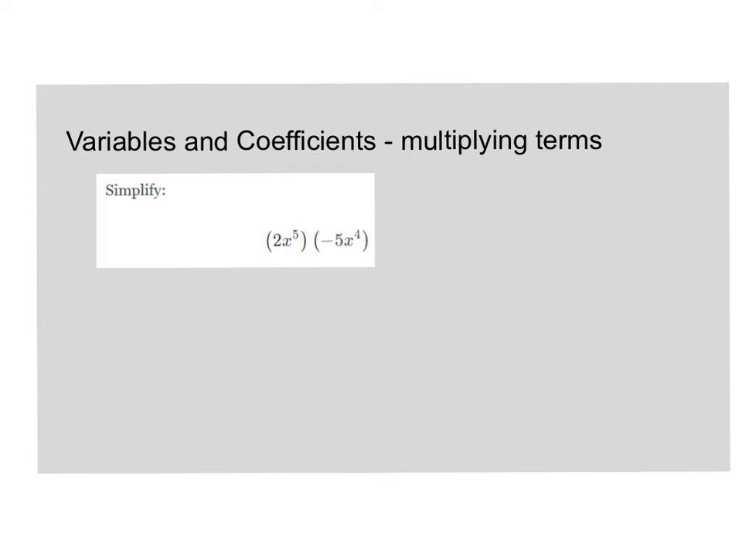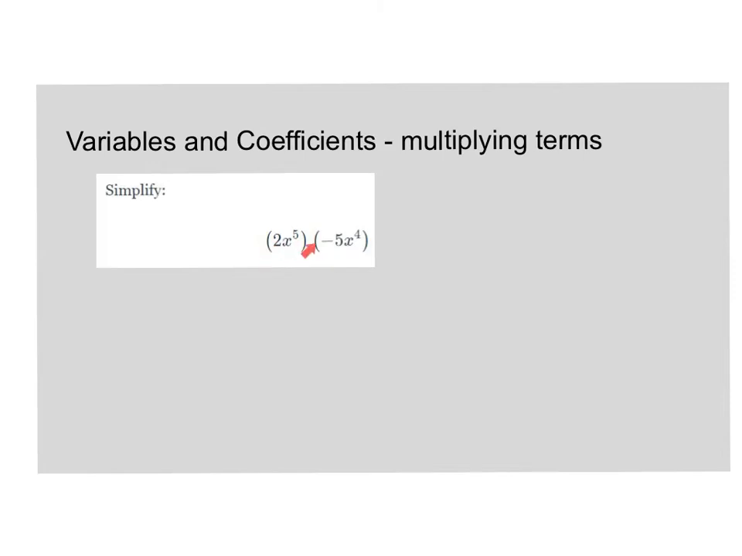In this lesson, we will be multiplying polynomials and we will be using our exponent rules or our exponent laws. You see here that we have a 2x to the fifth times a negative 5x to the fourth. So we're including coefficients and variables in this problem.